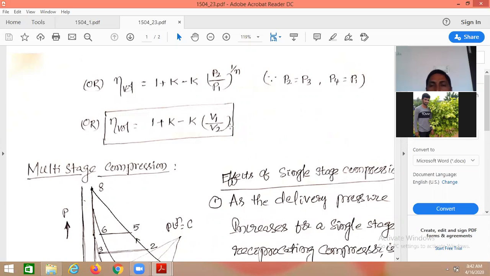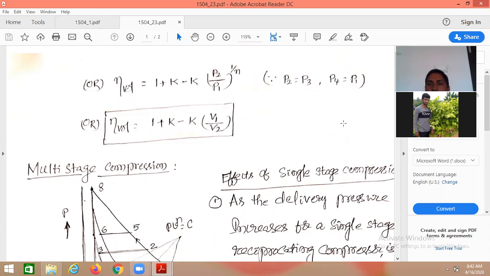Now we know for a polytropic process, P1 V1 to the power N equals P2 V2 to the power N. From there, in its place, we can also write V1 by V2. What is this V1 by V2? Again, we can take it as the compression ratio, and we can replace it. That is the estimation of volumetric efficiency.